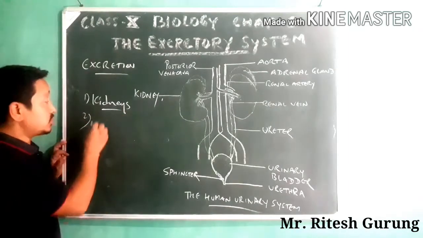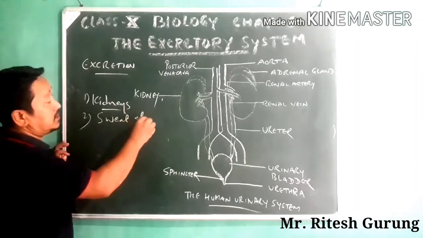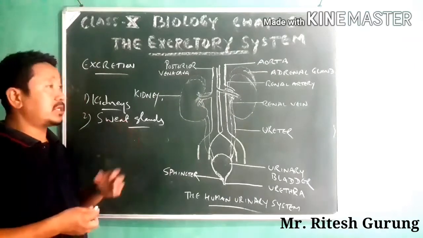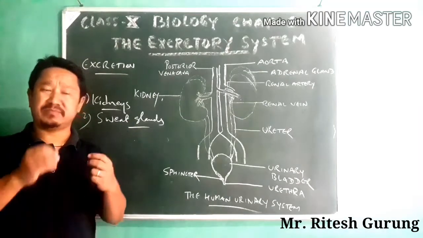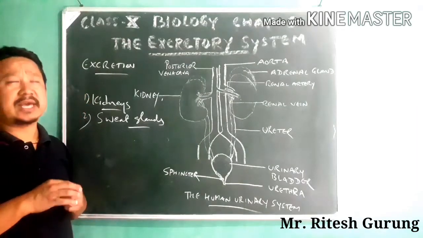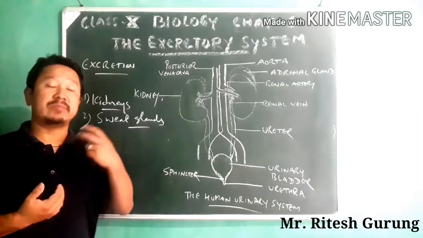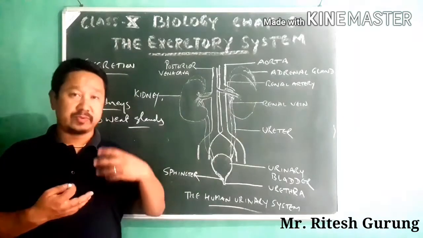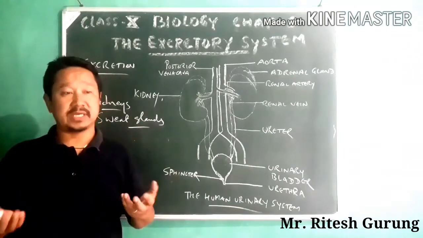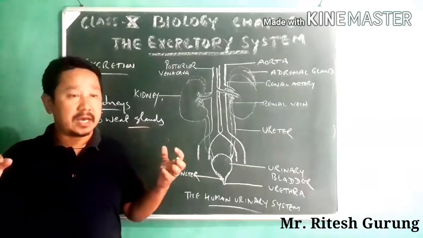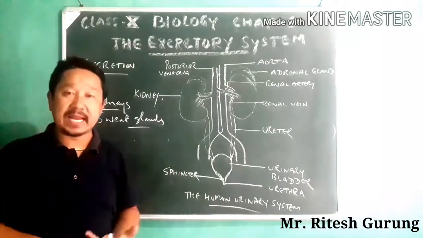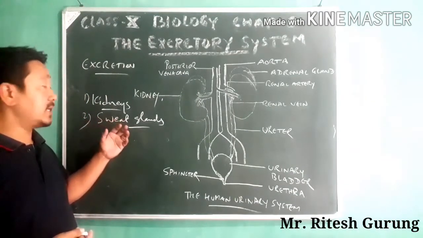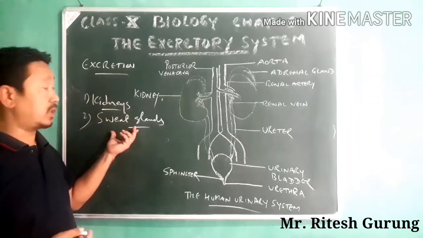Then come the sweat glands. Sweat glands in the skin collect a very trace amount of nitrogenous waste and throw it out in the form of sweat. Usually when the temperature outside is very high, the body's heat is balanced and maintained by eliminating sweat from the sweat glands.